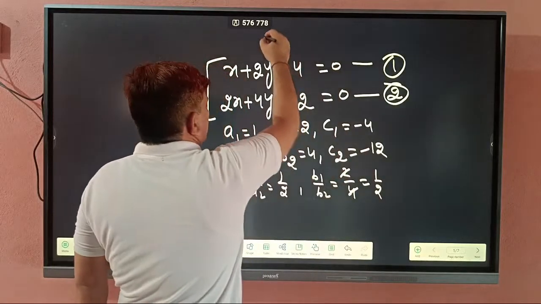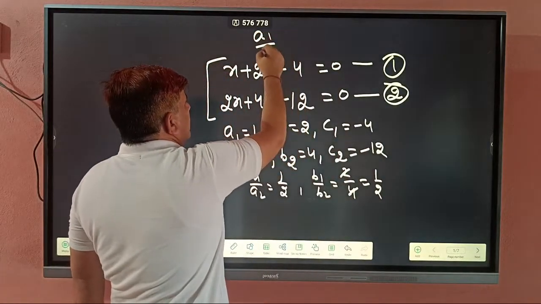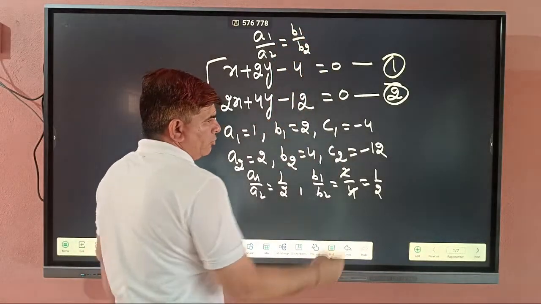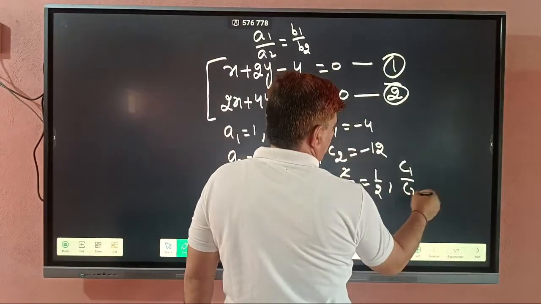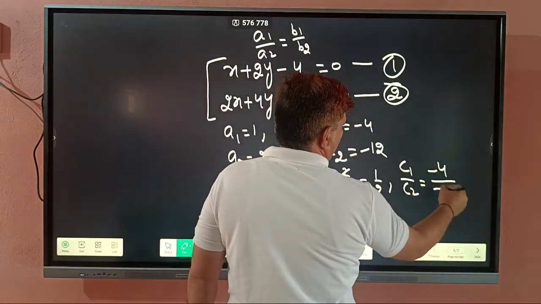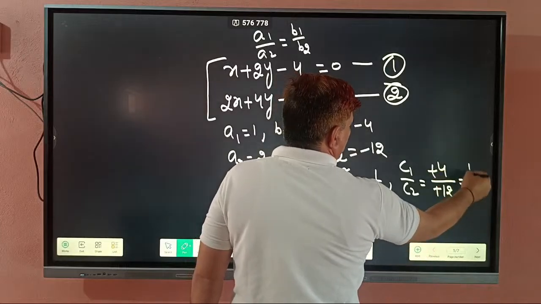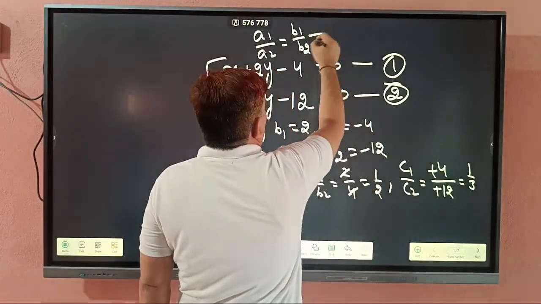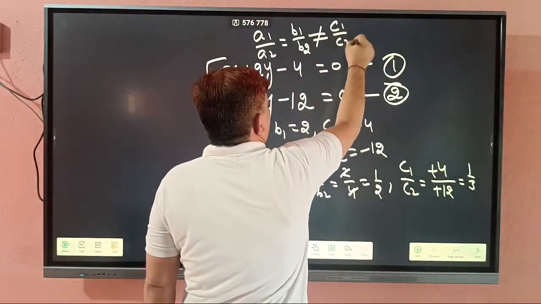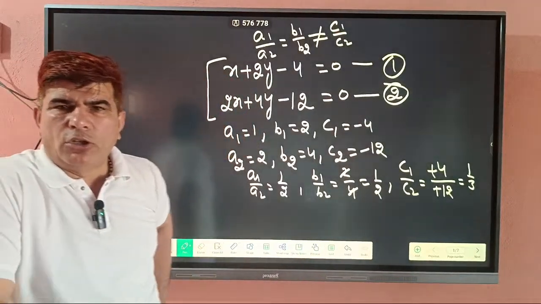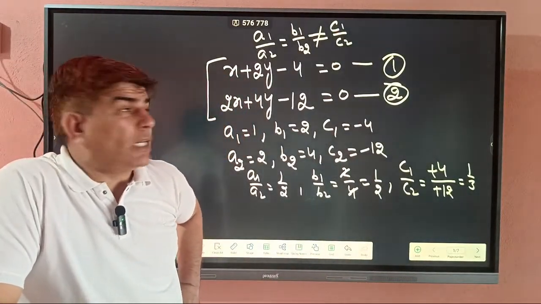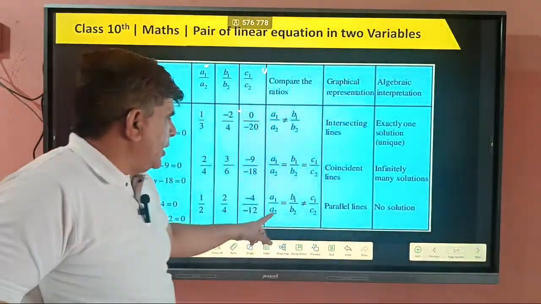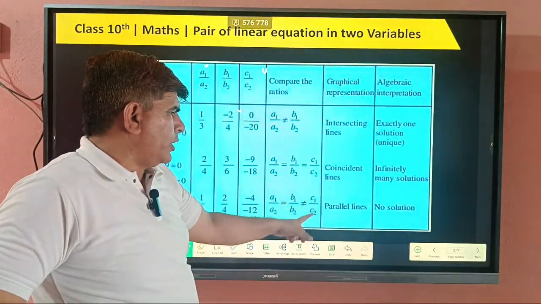What's its meaning? A1 by A2 is equal to B1 by B2. What about C1 by C2? C1 by C2 is minus 4 by minus 12, minus cancels, 1 by 3. So 1 by 2 is equal to this, but not equal to C1 by C2. What's its meaning? A1 by A2 equal to B1 by B2 is not equal to C1 by C2.